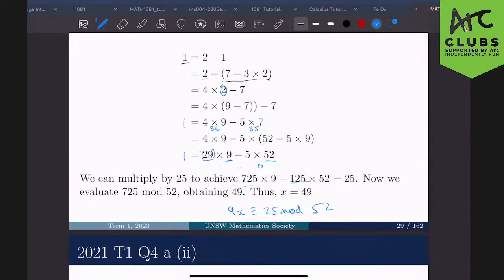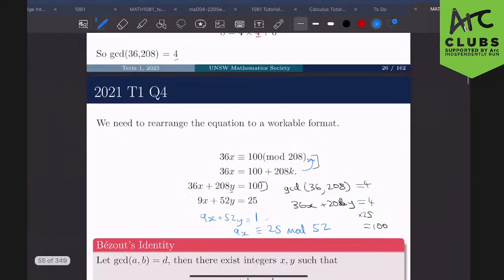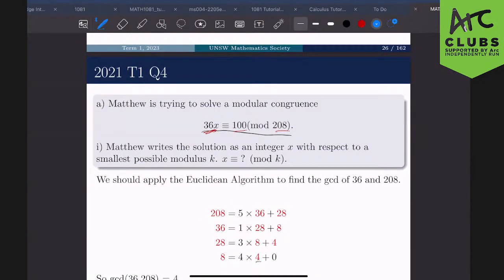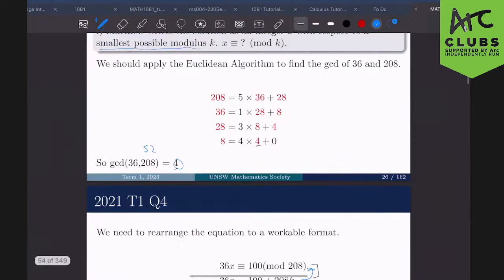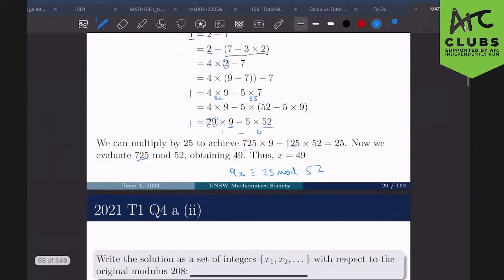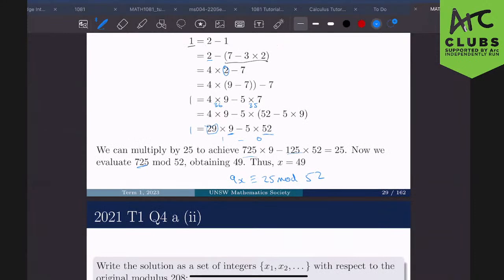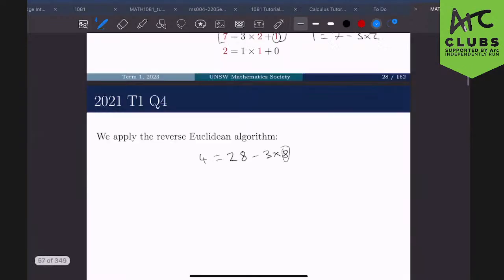So we've got this large number, but we take it to the mod of 52, because that's what the question is asking. The question is asking the smallest possible modulus. The smallest possible modulus means that we've divided by the GCD, which we have, to get 52 as the new mod. And with respect to mod 52, 725 becomes 49, and that's your final answer for this question.